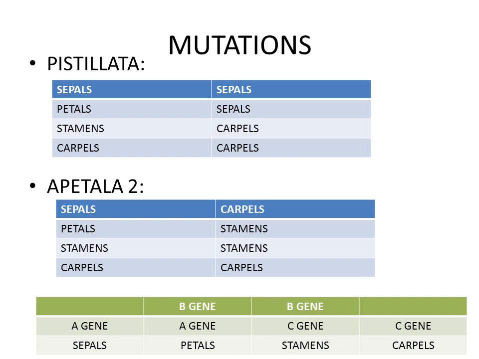Apetala 2, that is the mutation in gene A. Now if gene A is defective, C gene will spread all over the line. So C alone will give rise to carpels, C with B will give rise to stamens, again C with B will give rise to stamens, and C alone will give rise to carpels.